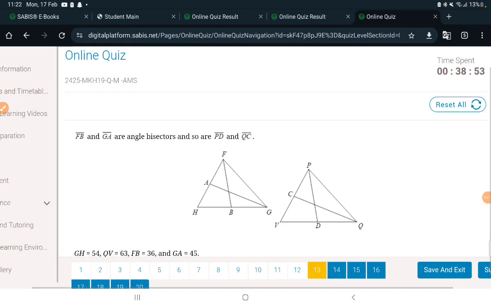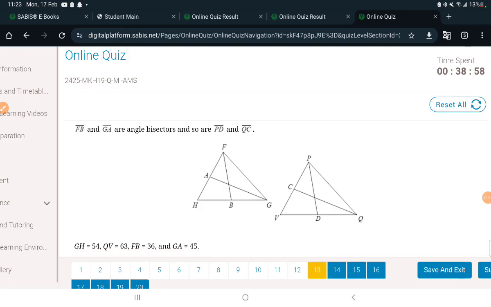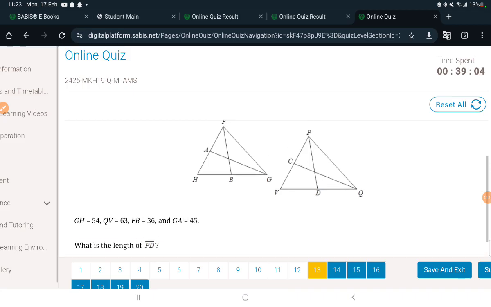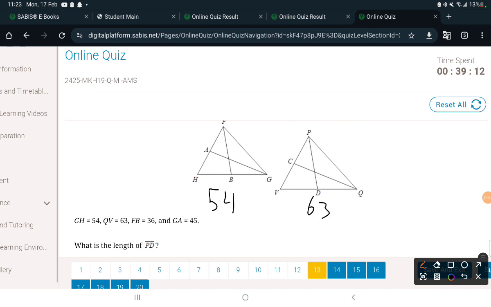Okay. FB and GA are angle bisectors, and so are PD and QC. Okay, forget what they're saying, they're honestly just complicating it for you. GH is equal to 54. Let's write that down. QV is equal to 63. FB is equal to 36. GA is equal to 45. GA won't help us, we don't need to write it down. So forget GA and forget that they said it's 45. It won't add any info to the question and it won't help you.